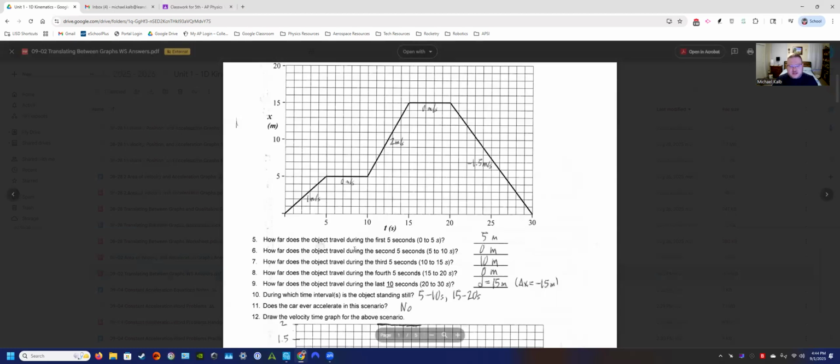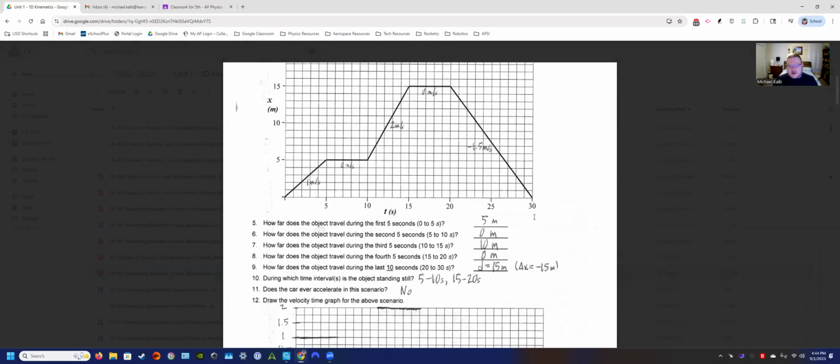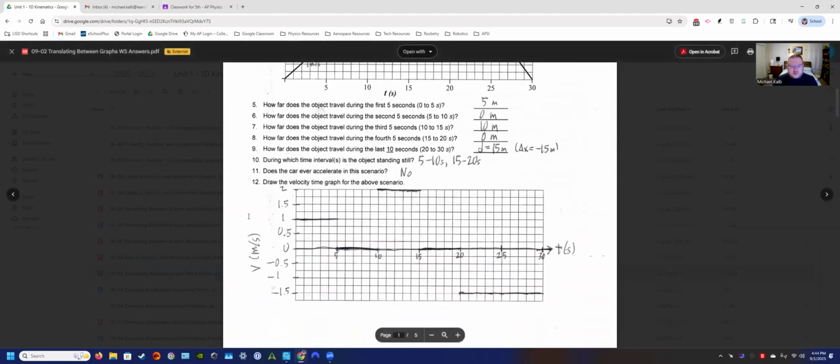And then to draw a velocity time graph, well, let's look at the slope. So slope from that segment is 1, slope for that segment is 0, slope for that segment is 2, slope for that segment is 0, slope for that segment is negative 1.5. So our velocity time graph would look something like this.